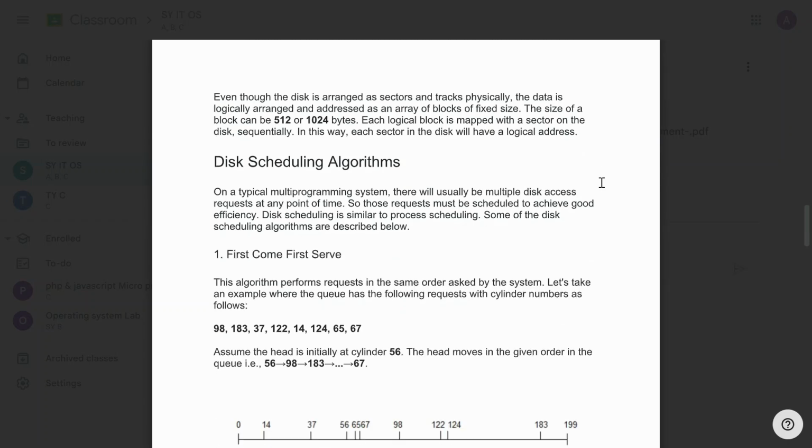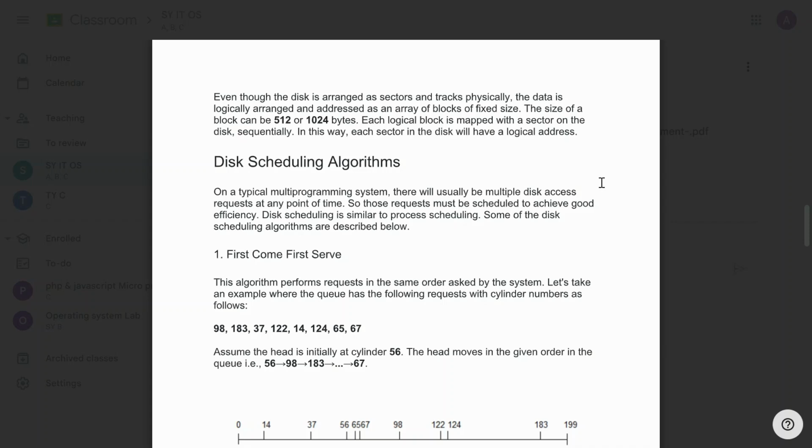On a typical multi-programming system, there will usually be multiple disk access requests at any point of time. Any data we require on the disk, we have to access from that disk space. So those requests must be scheduled to achieve good efficiency. With good efficiency, we should fulfill these requests. Disk scheduling is similar to process scheduling. Some of the disk scheduling algorithms are described below.